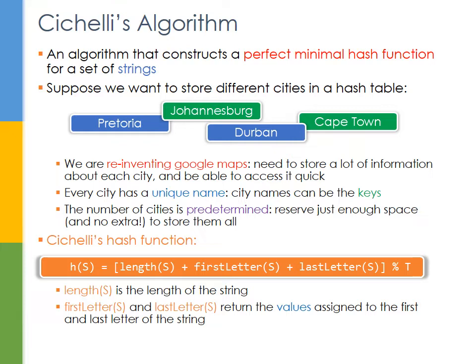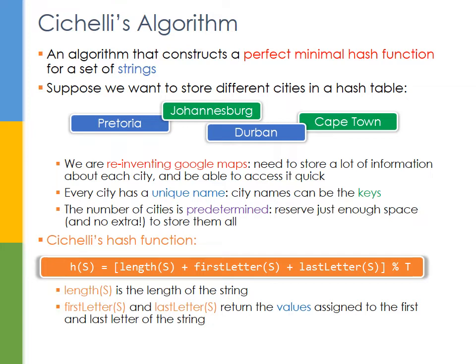First letter of s and last letter of s are basically numbers that we decide that we assign to the various unique characters that can occur in the names in the strings. So length s is predetermined by just the length of your string. You can't change that. However, first letter and last letter are 2 parameters that you can actually pick and choose.